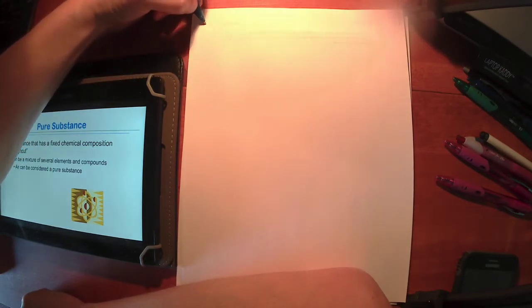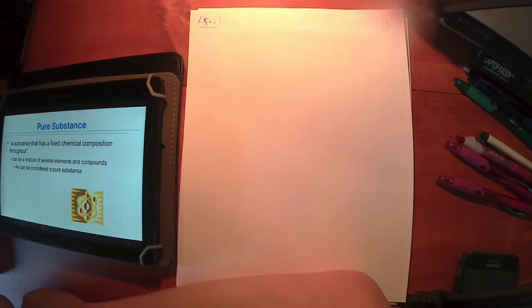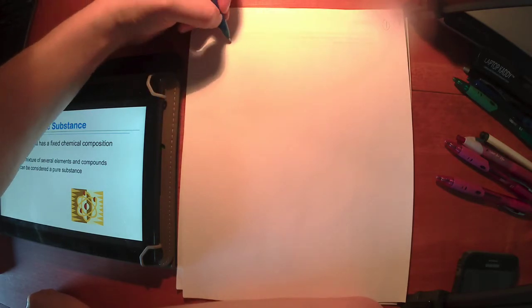So this is going to be lecture 5 and 6. This is page 1. This is going to be focusing on chapter 3 in the Cengel and Boles text, talking about properties of pure substances, basically using property tables. Now, why is that important?